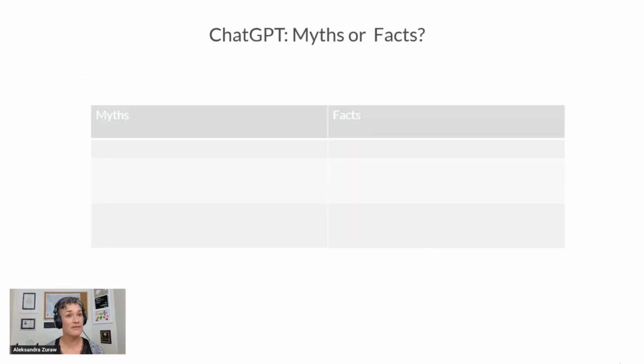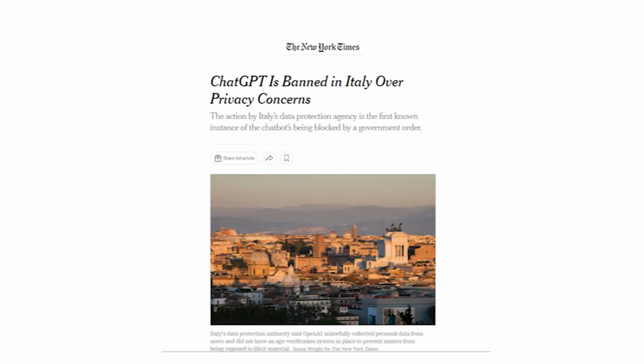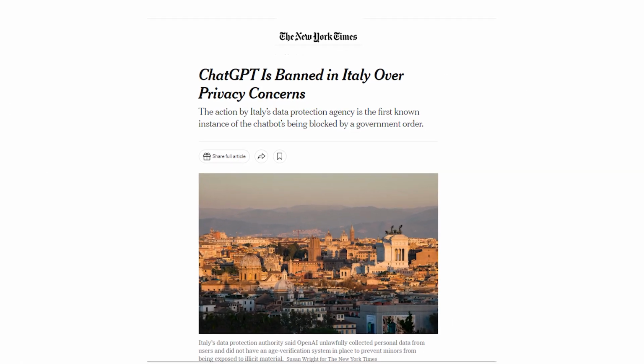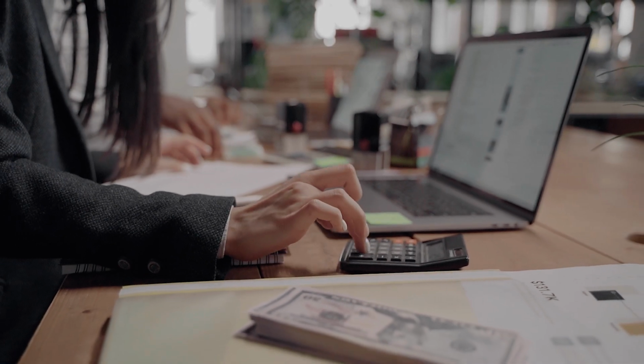And several of us might have received a communication from our employer or seen in the news that some entire countries would ban ChatGPT, like Italy, but they unbanned it now. Corporations either ban it or embrace it.